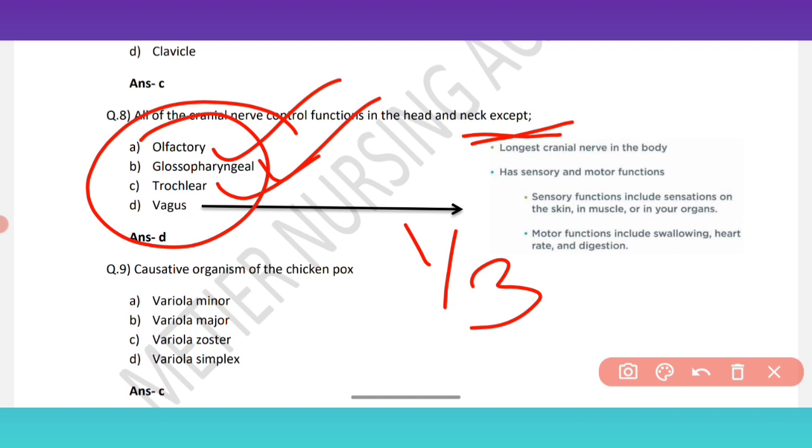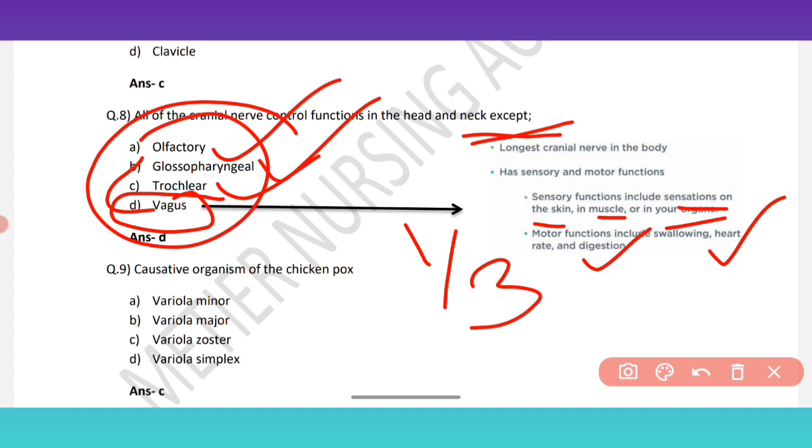Vagus nerve. See, actually speaking, vagus and glossopharyngeal together are responsible for the swallowing reflex and also the gag reflex. Okay, so vagus is also playing a certain role in the face, but the main role of the vagus is in digestion and controlling the heart rate. Okay, it is also doing some sensory functions like sensations in the skin, muscles and the organs. But the main function is digestion and heart rate. So this is not performing any major activities in the head and neck.